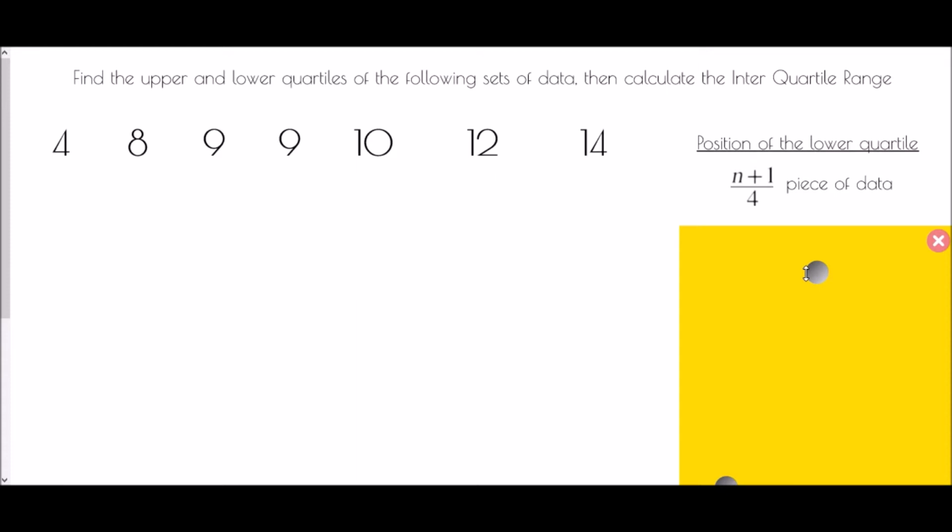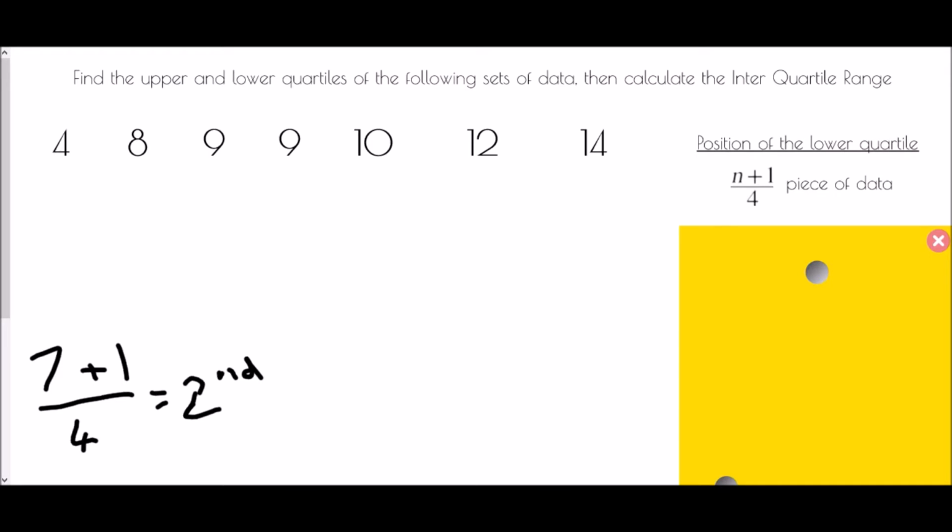So in this case, if I have a look at how many pieces of data I have, I've got 7. If I add 1 and then divide by 4, that gives me an answer of 2. So what that means is I'm looking for the second piece of data, and that will be my lower quartile. And so I can just count through. Before I do this, I should just point out these numbers are in numerical order. Just like with the median, you do need to put the numbers in order first.